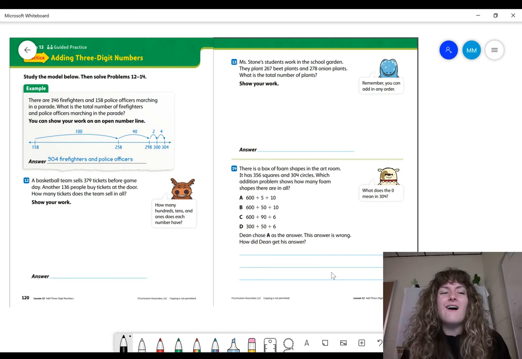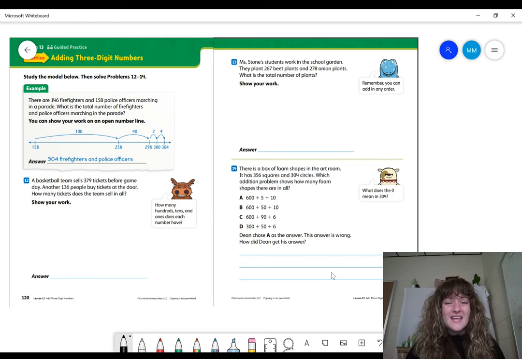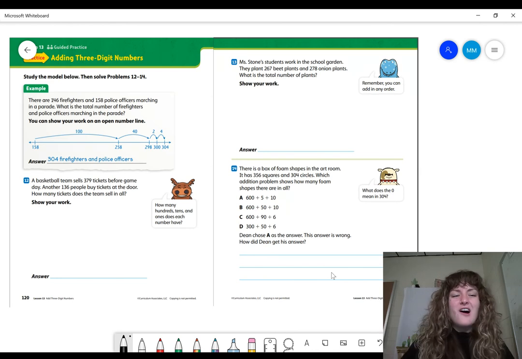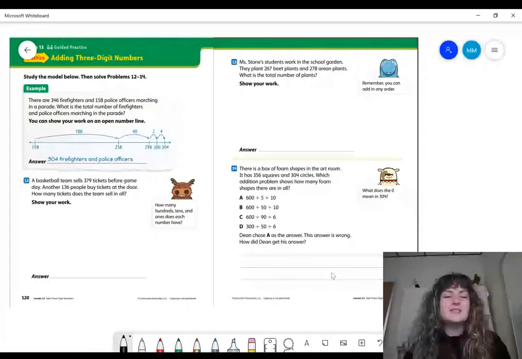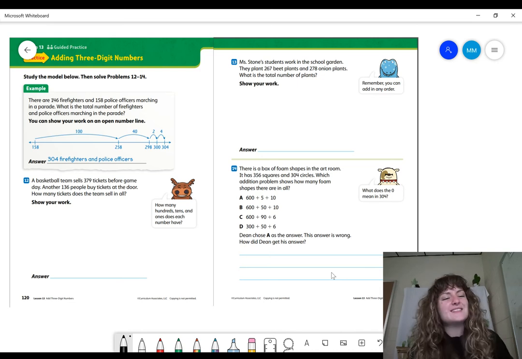So we are continuing our adventure with adding three-digit numbers. So let's go ahead and get right into it. We are on page 120 and 121 in our instruction book. So go ahead and pause the video if you need to get open to those pages. All right, so we are going to get started. It looks like we're going to be using an open number line today, so that's exciting.